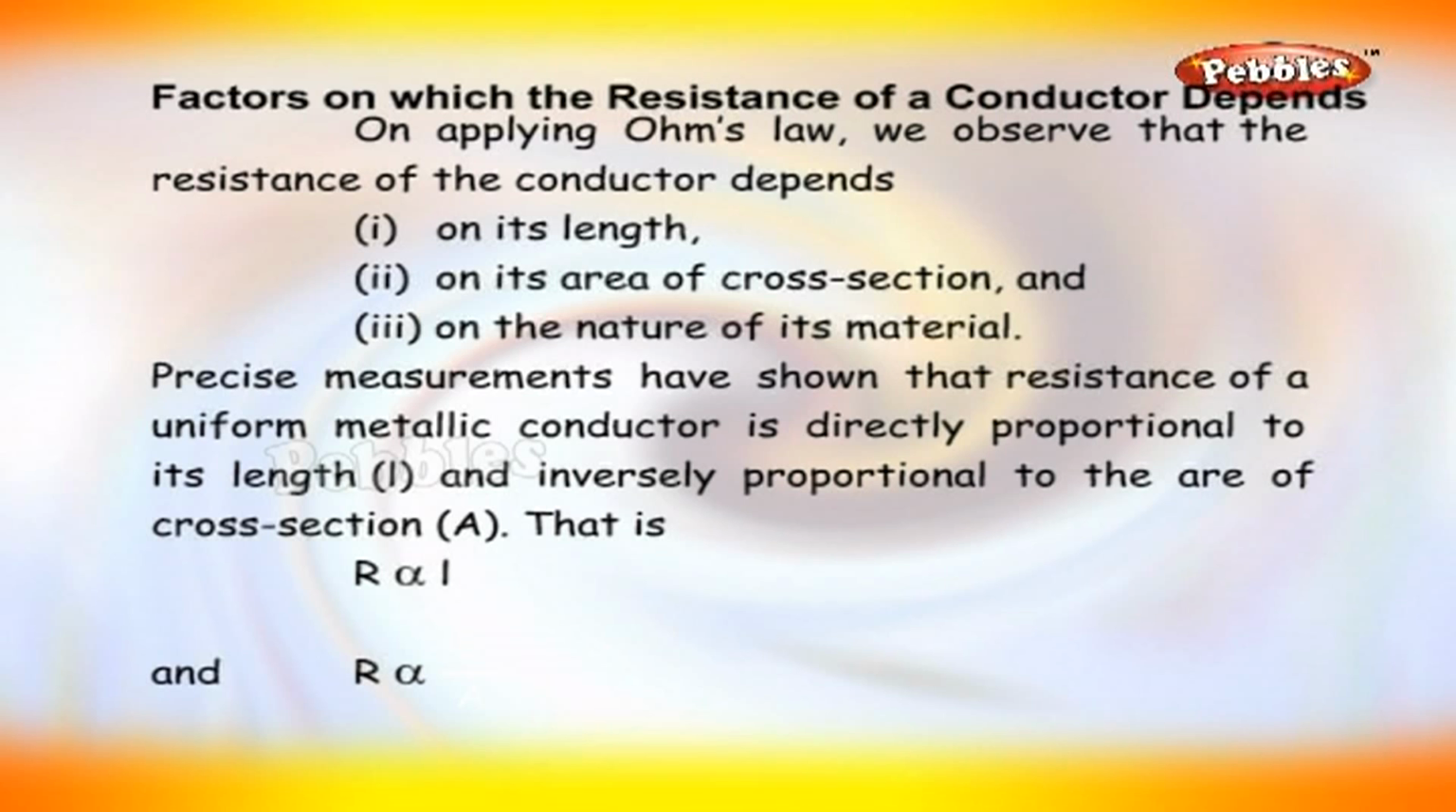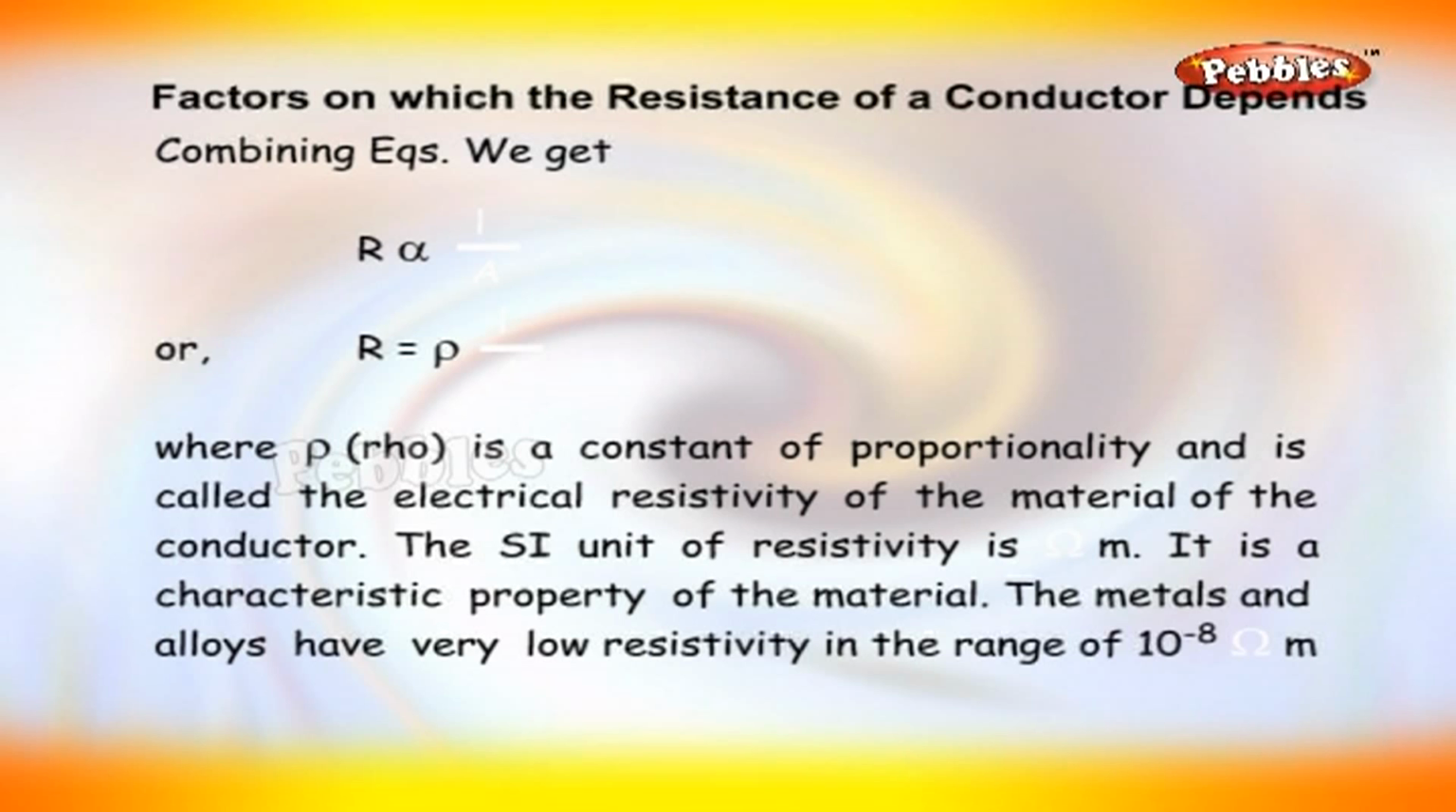Precise measurements have shown that the resistance of a uniform metallic conductor is directly proportional to its length L and inversely proportional to the area of cross-section A. That is, R is directly proportional to L, and R is proportional to 1 by A. Combining the equations, we get R proportional to L by A, or R is equal to rho L by A, where rho is a constant of proportionality and is called the electrical resistivity of the material of the conductor.